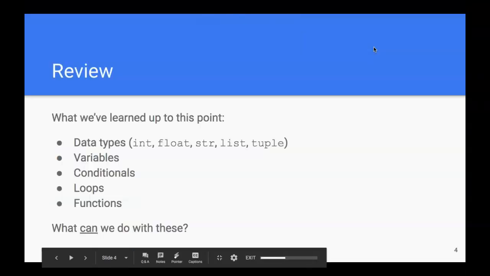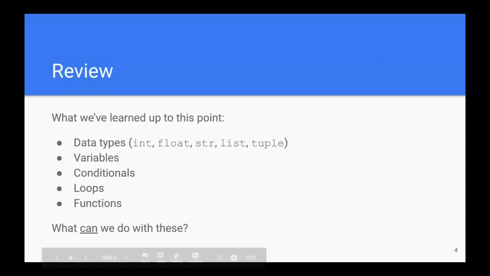All right, so before we jump into OOP, we want to do a little bit of review, and then hopefully that would also motivate why we want to start object-oriented programming. So, what have we learned up to this point? Well, quite a few things, but some of the main things: we learned about data types. Python has all these built-in data types: int, float, string, list, and tuples. I think that's what we studied so far.